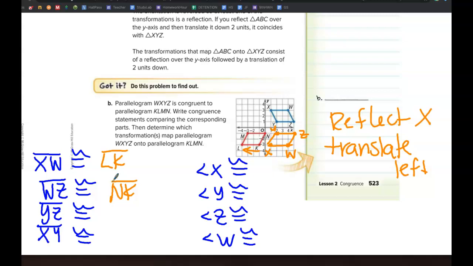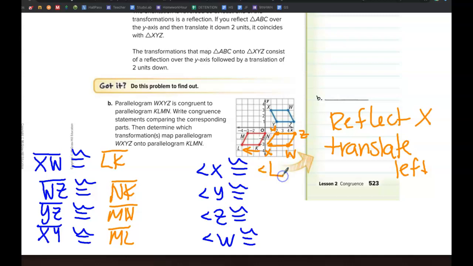YZ is the same as? MN. And YX is the same as? ML. Okay, it has to be those. That's why I told you to draw it in, because you can see if I just slid it over, those would match up perfectly. So angle X is the same as what?